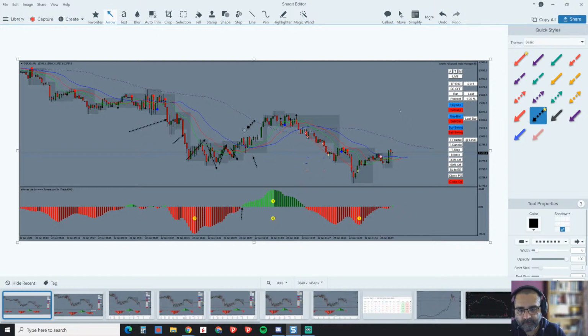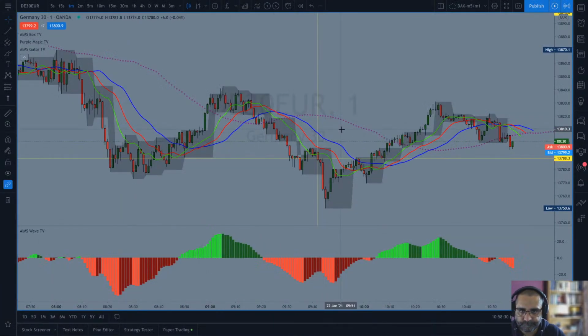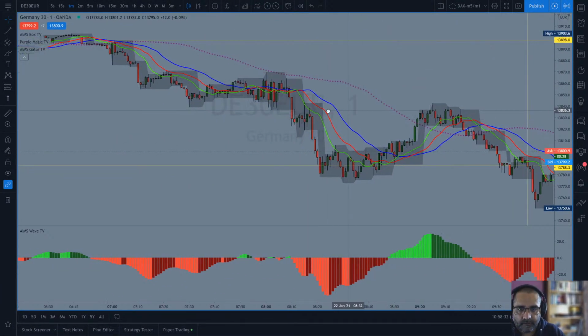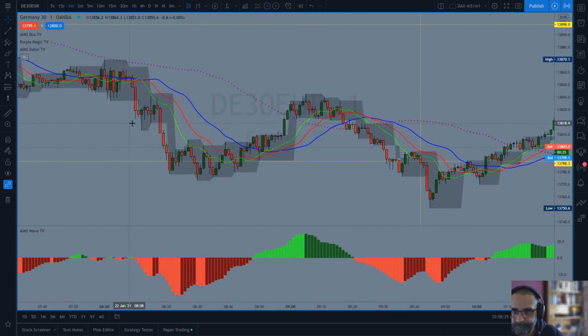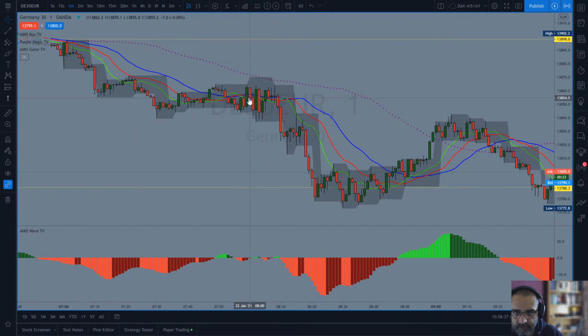Now if Frank is watching, hold on, that's the area. So let's go to 10 o'clock, the vertical line here. There we go.